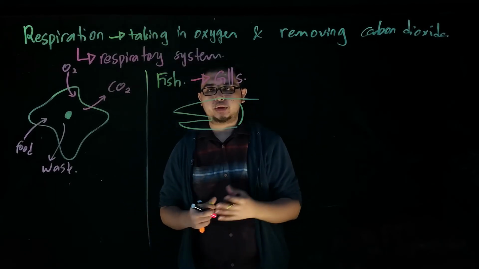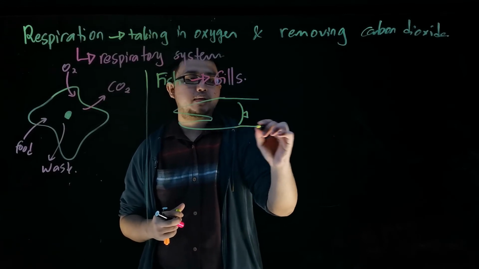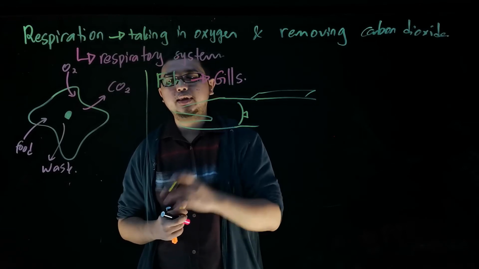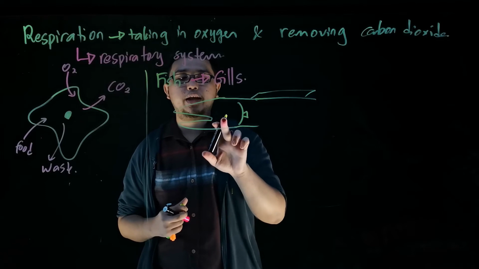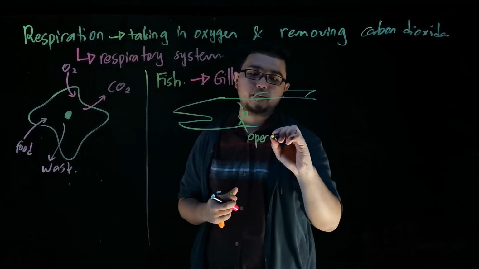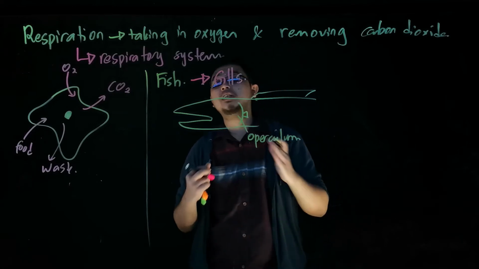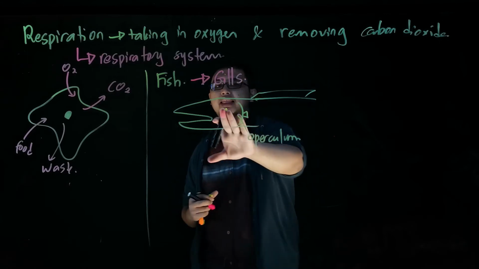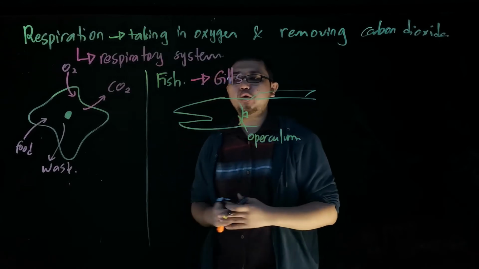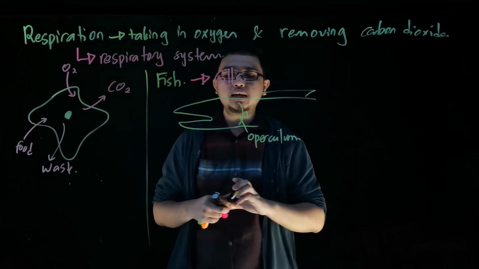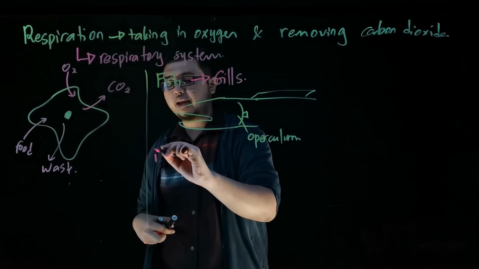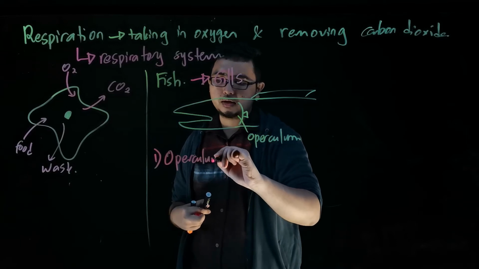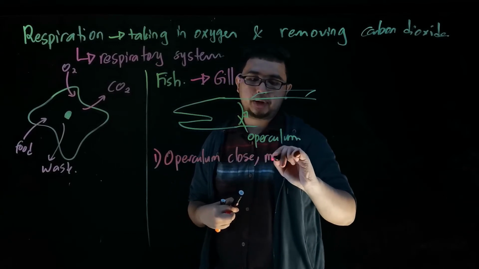Because fish live in water, the fluid instead of air is actually water, and in the water we have dissolved oxygen. Here you have the operculum, and this operculum acts as a shield for the gills. At the same time, it allows for control of pressure within the mouth and the gills. When the fish takes in water, the operculum closes. So the first step in your fish is that the operculum closes and the mouth opens.